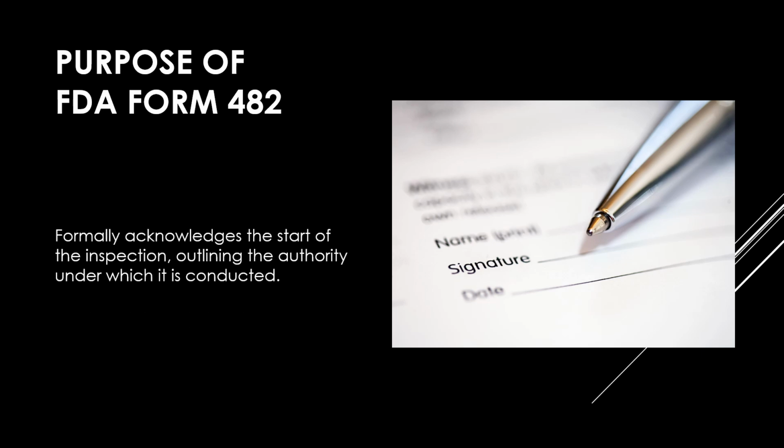Now the purpose of FDA Form 482, right? FDA Form 482 formally acknowledges the start of the inspection, outlining the authority under which it is conducted. The FDA conducts inspections to verify that companies comply with the regulations and manufacture safe, effective and high quality products to save the patient, because ultimately the products being manufactured will be consumed by the patients, right?